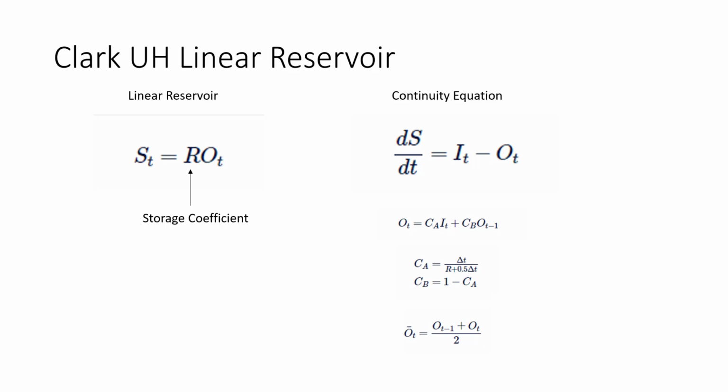Using the continuity equation and a finite difference approximation, you can solve for the outflow ordinates. The storage coefficient is a coefficient that represents the temporary storage of precipitation excess in the watershed as it drains to the outlet. The greater your R value, the more time your excess runoff remains in storage.